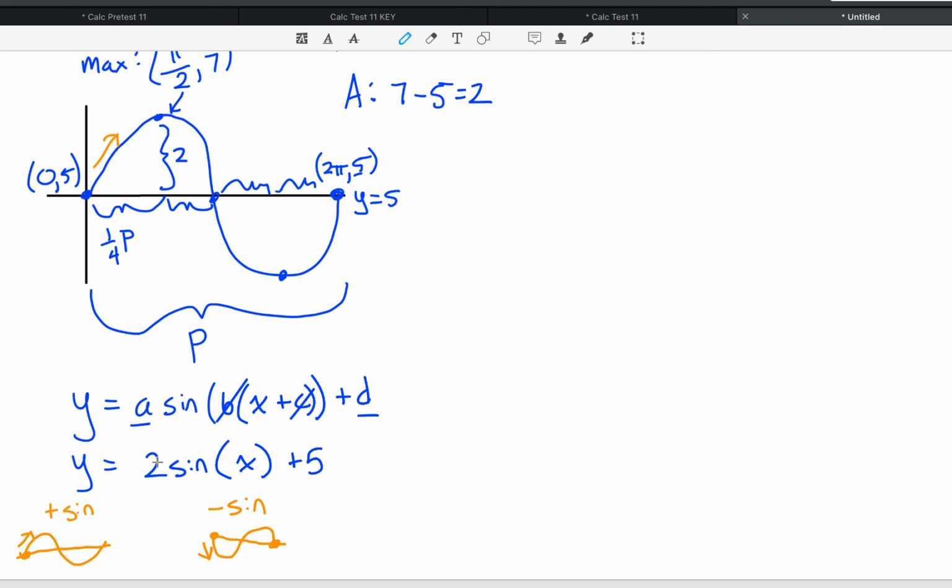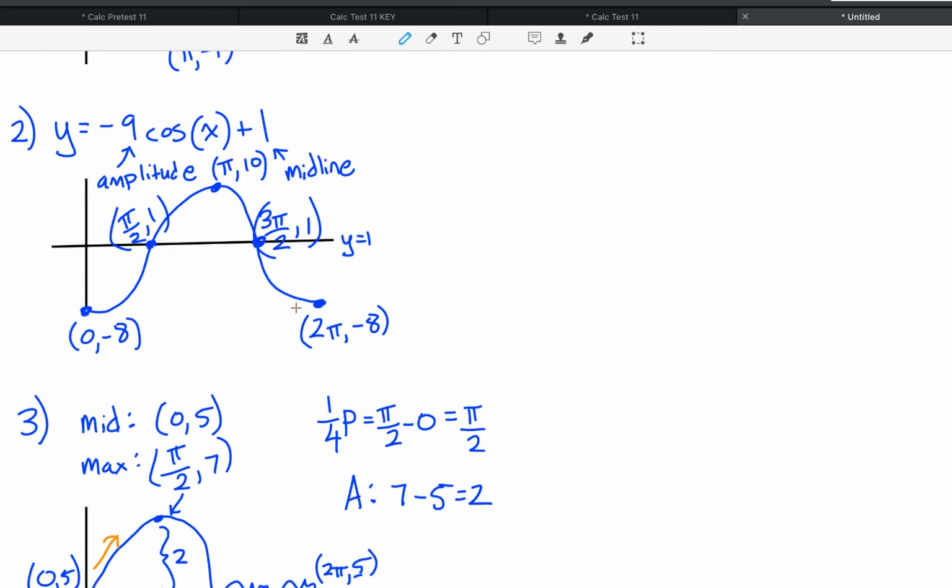I don't have to write that plus. If it's nothing, you assume it's positive. And there is our final answer. I'll box it because there's a lot of math on here. Usually when you have a graph, you don't need to box the graph because you're not going to draw multiple graphs. And we're done. That's problem number 3.